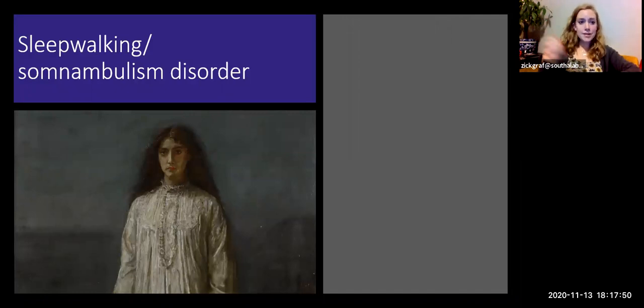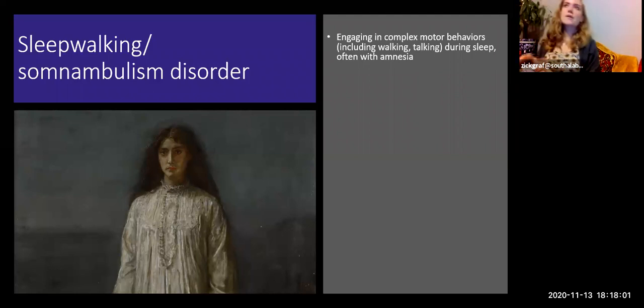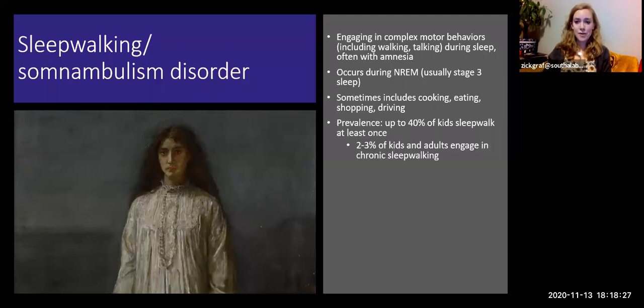A very closely related disorder is sleepwalking, or somnambulism disorder. This is similar to night terrors. It happens in the same stage of sleep and during that same transition into deep sleep. But whereas night terrors involve really intense physiological arousal that looks like fear, sleepwalking involves complex motor behaviors that look intentional. Traditionally, it's talking in your sleep or walking in your sleep, but it can be even more complicated things like cooking a meal, eating food, shopping online, driving a car. Just like night terrors, it occurs during non-REM sleep, especially stage 3. So sometimes the behavior is more complex than walking.